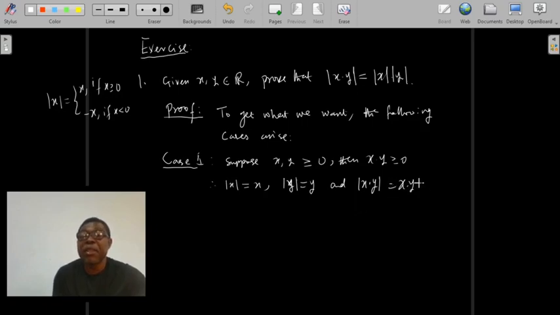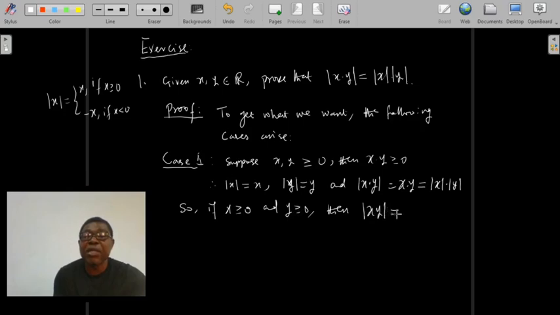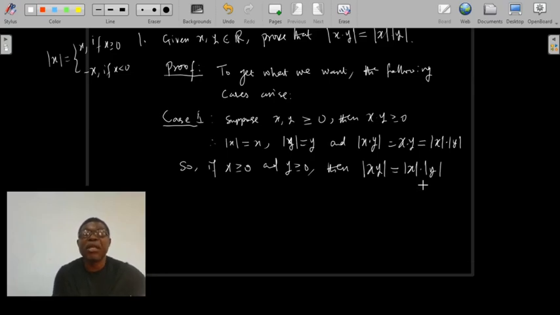We recall this. So for x, y greater or equal to 0, the absolute value of x will be x, and the absolute value of y will be y. The absolute value of x times y will be equal to xy, because x times y is non-negative. Since the absolute value of x is x and the absolute value of y is y, we can write this as the absolute value of x times the absolute value of y. So if x is greater or equal to 0 and y is greater or equal to 0, then the absolute value of x times y is equal to the absolute value of x times the absolute value of y. So in this case, what we are looking for is trivially true.